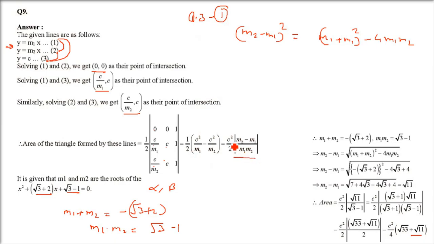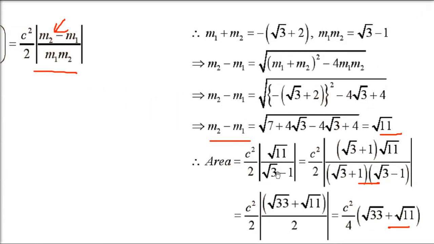When we solve it, this is going to come c square by 2 into (m2 minus m1) by (m1 m2), if you remember. Now m1 minus m2 or m2 minus m1 is already known to us, root 11. Put it here in place. And m1 m2 is root 3 minus 1. Now rationalize it, because root 3 minus 1 is in the denominator. So root 11 by (root 3 minus 1); we multiply numerator and denominator by root 3 plus 1.